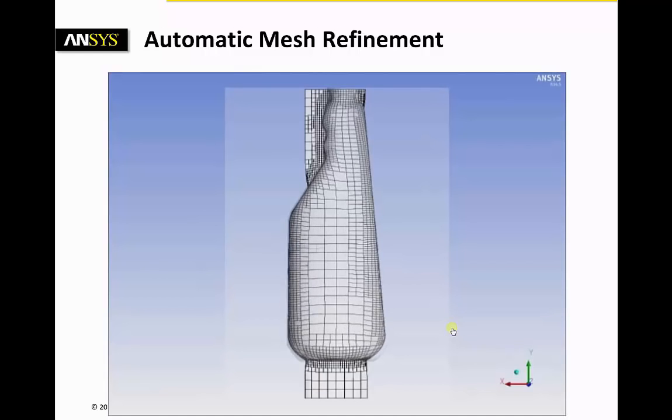Bottle shapes are typically complex and may contain features that are relevant to the bottle use and maybe even its structural behavior. Automatic mesh adaptation offers an efficient way to capture these features.